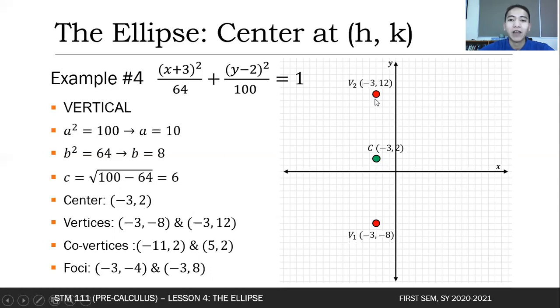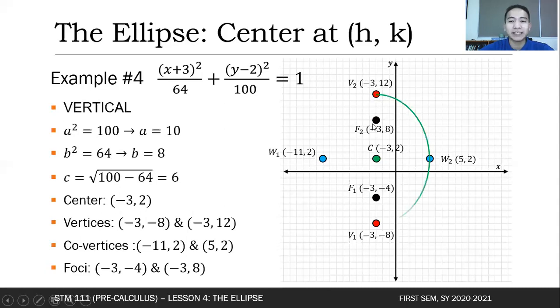Yan ang iyong vertices. Co-vertices naman, negative 11 and 2. So dito banda. Yan. And 5 and 2. Dito banda. Yan. Foci at negative 3 and negative 4 sa baba. There. And negative 3 and 8 somewhere here. There. So, kompleto na rin ang 7 points. Pwede mo nang i-draw yung ellipse. So, connect the vertices to the co-vertices using a smooth, closed curve. The shape of an ellipse. So, that is how you graph an ellipse whose center is at the point HK. Vertical ellipse. Okay. Let's move forward.